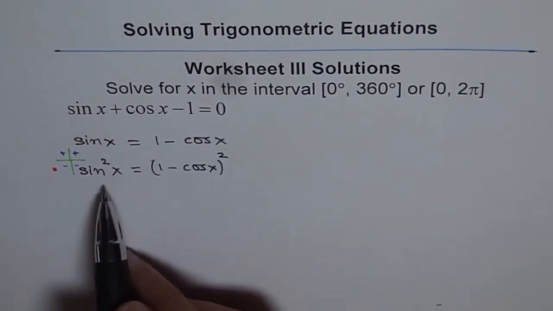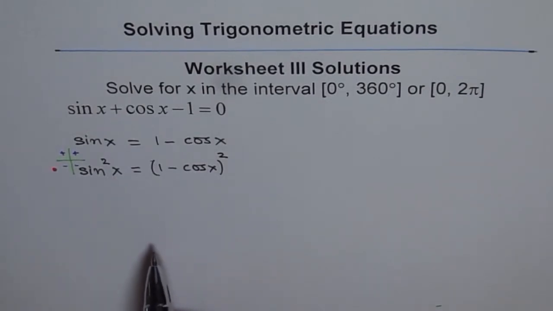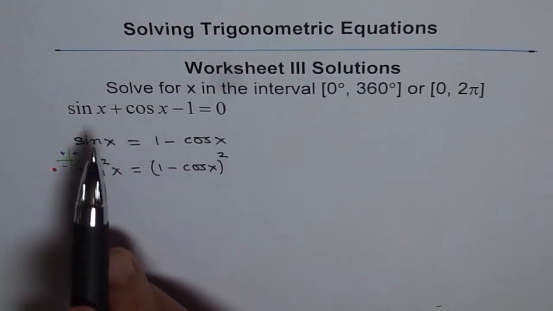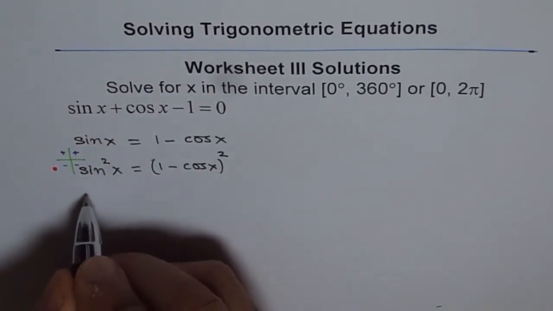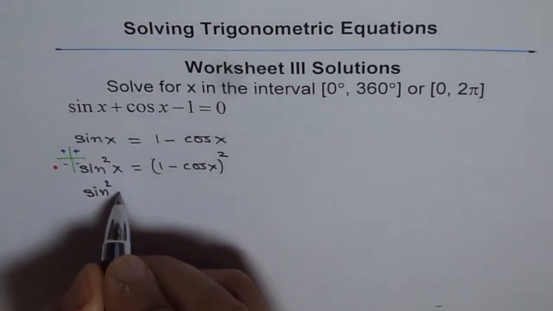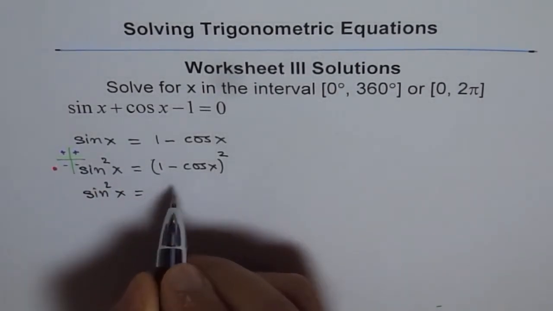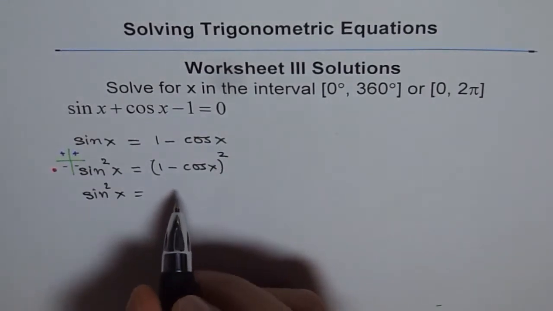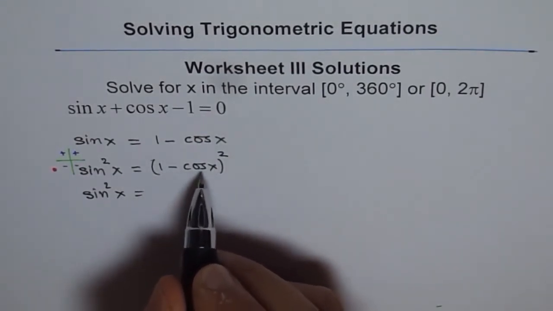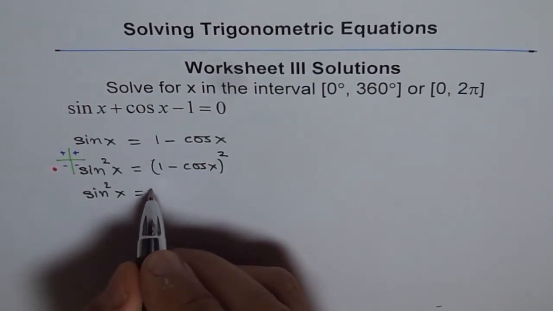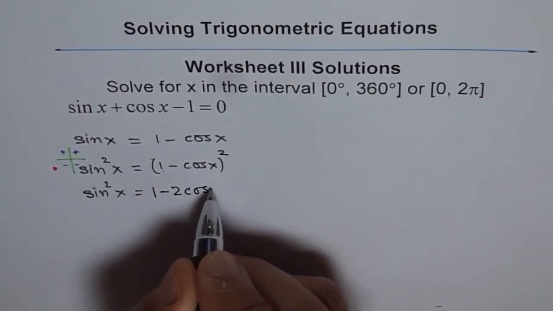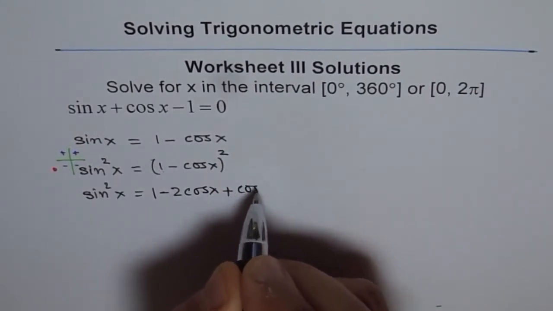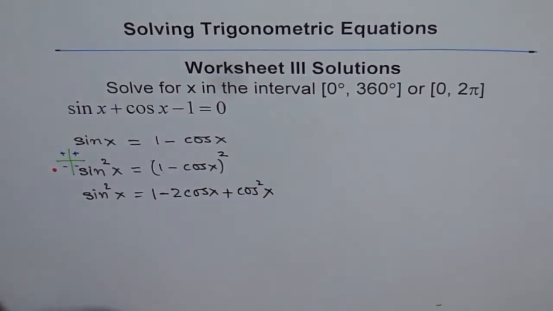So that means that when you get a solution, you have to check which ones are valid, right? Place those values back into the equation and check. That is a must. Now let's continue with this. We get sin square x equals, we'll expand this, which is a minus b whole square, so you get a square minus 2ab plus b square. So 1 square minus 2 times 1 times cos x, which is 2 cos x, plus cos square x, correct? So that's what we get.